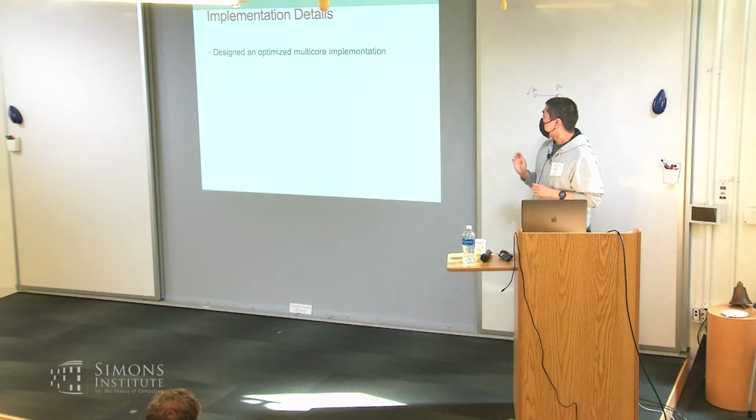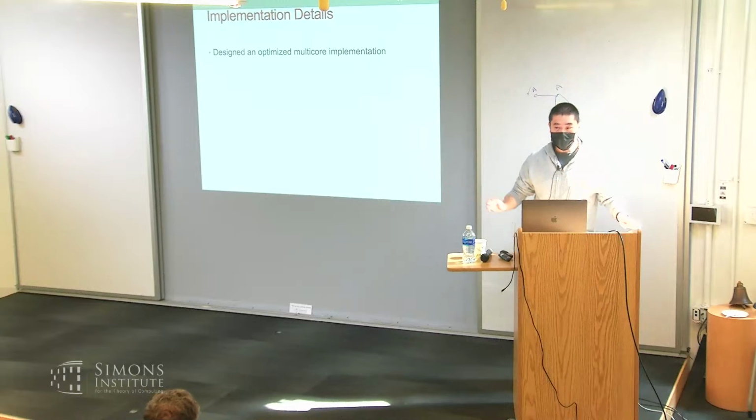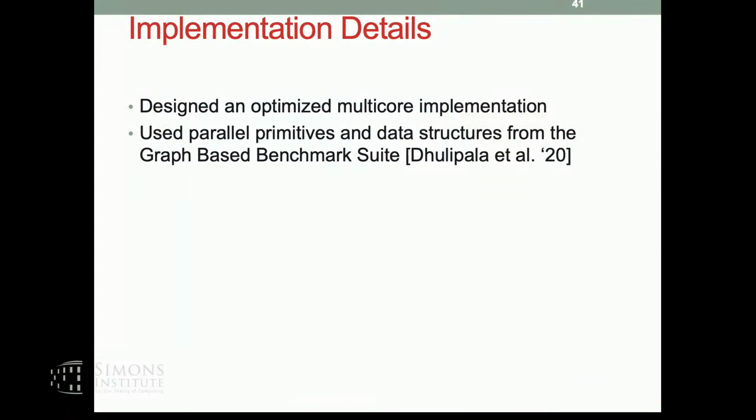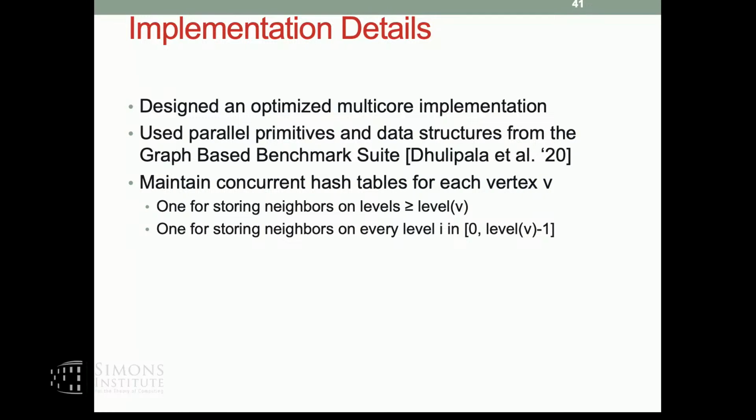Okay. So implementation details. We implemented this algorithm for multi-core machines. We use parallel primitives and data structures from this graph-based benchmark suite that my collaborators and I worked on a couple of years ago. How do we store the neighbors of these vertices in the data structure? We use concurrent hash tables to store the neighbors. For a given vertex V, we have one concurrent hash table to store its neighbors at or above its level, and then a separate hash table for every level I below the level of V to store its neighbors at that particular level.